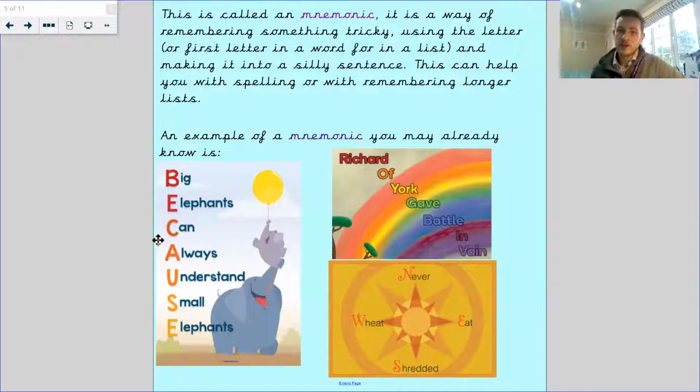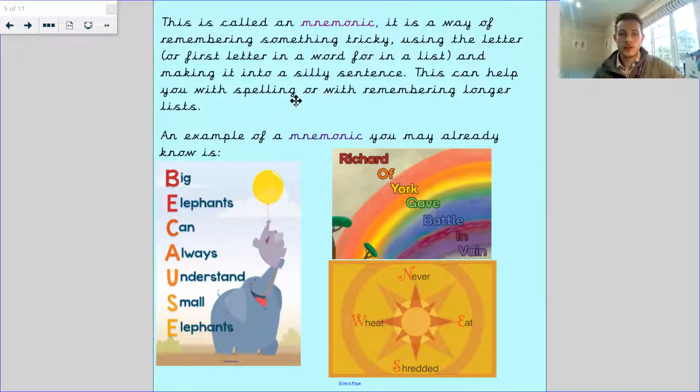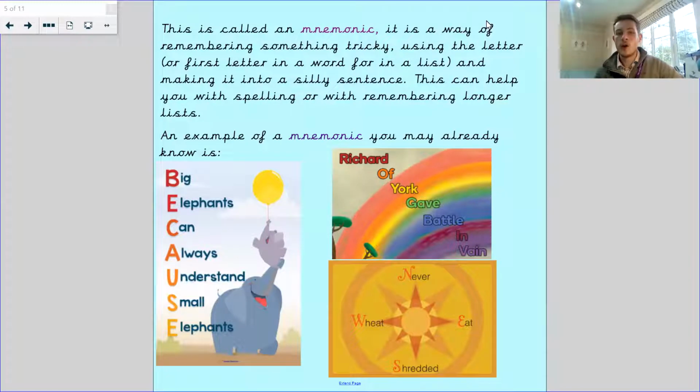so one way of remembering something is called a mnemonic. Now I'm just going to make sure that you can definitely see that word. It's that word in purple there. It's called a mnemonic. Mnemonic. And it's a way of remembering something tricky. Now, it's either using the letter or a letter in a word for a list and making it into a bit of a silly sentence.